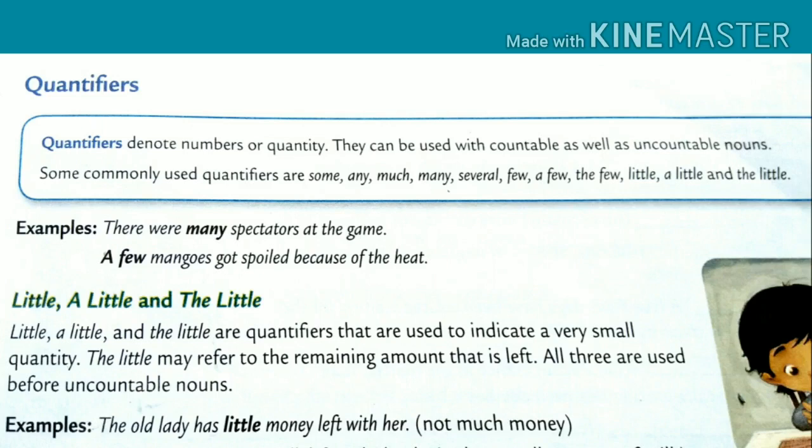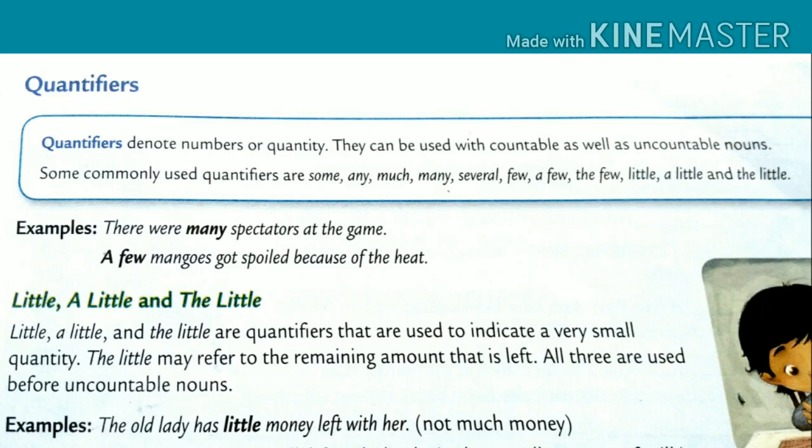Usually, little may refer to the remaining amount that is left. It is used to mention the remaining amount which is left. Example: the old lady has little money left with her. The old lady does not have much money, but that mentions here the old lady has little money left with her. It is in the form of little, negative, not much.